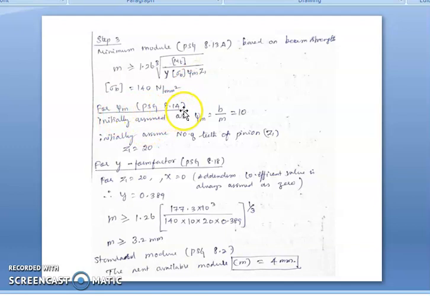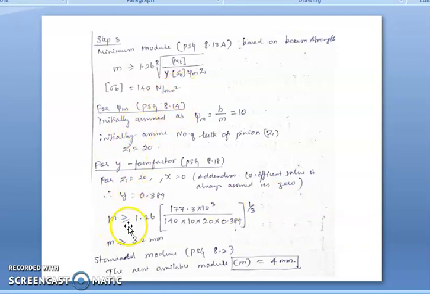From page number 8.14, initially assume psi m equal to b by m equal to 10. Similarly, initially assume the number of teeth of the pinion Z1 is equal to 20. Then for Y, that is the form factor, from the PSG data book at page number 8.18, for Z1 equal to 20 and x equal to 0. That means the addendum coefficient factor is always assumed 0 for the theoretical designing of gear drives. So now we have all the variables.